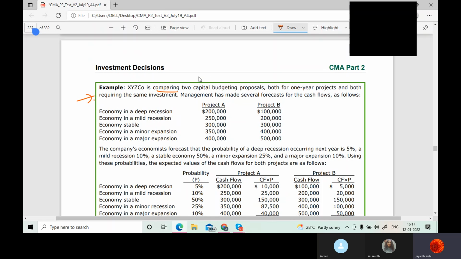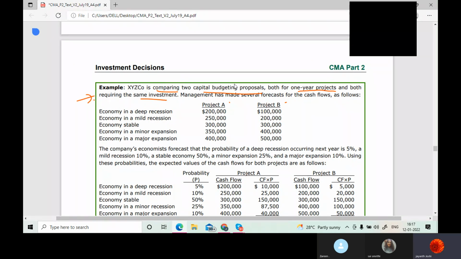XYZ company is comparing two capital budgeting proposals, both for 1 year projects and both requiring the same investment. So project A and project B, they're taking various scenarios. Okay, various scenarios. I can say these are scenario analysis or stress testing to some extent, which is one of the ways the risk managers would try to assess the riskiness in the project. Okay, so here the data and details are clear.